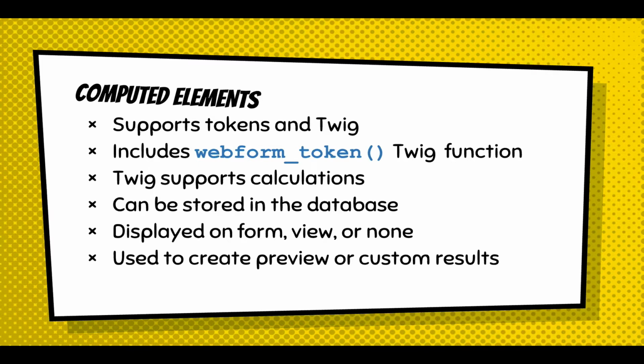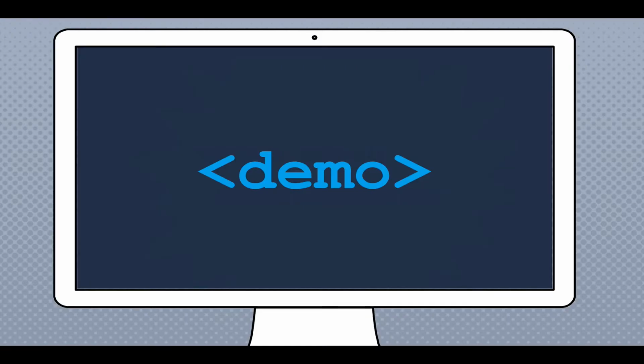And the computed element result can be stored in the database, and it can be displayed on a form view, or you can even hide it. So the computed element's only used when you're exporting data or sending email. And it can be used to create preview and custom results. And I need to kind of walk you through it.